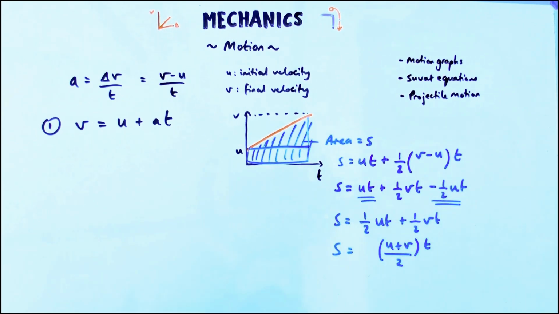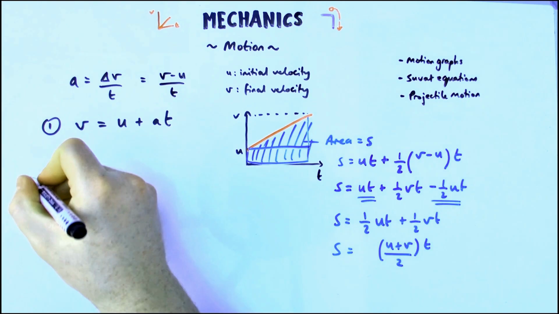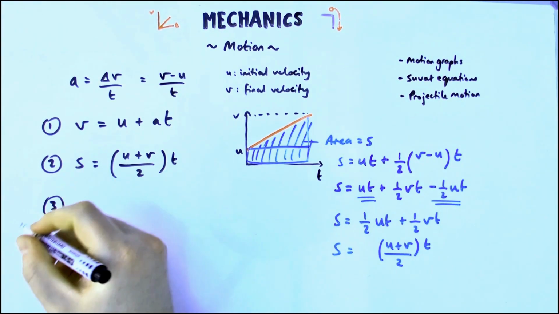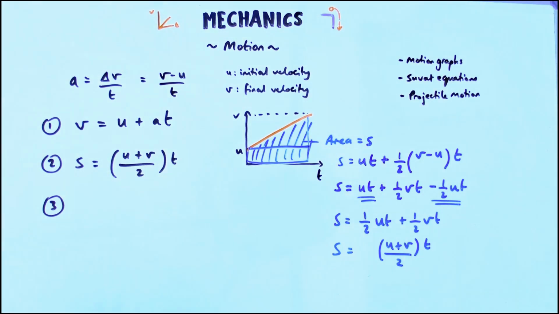Grouping together ut terms, I've got ut minus half ut, and I've got half vt there. So I'm going to factorise back in, and I've got basically half uv times by t, or (u plus v) over 2 times by t. So that's our second equation of motion, or second SUVAT equation.